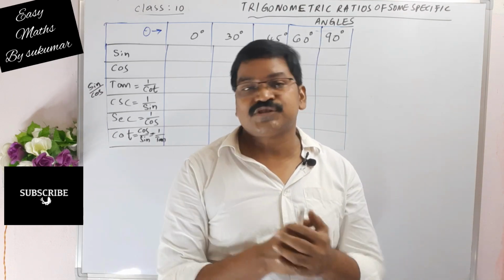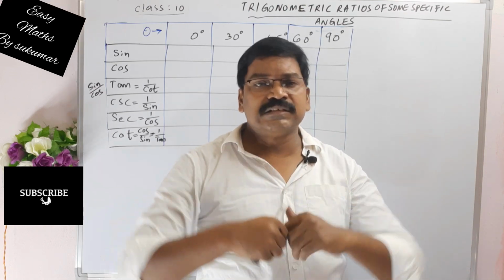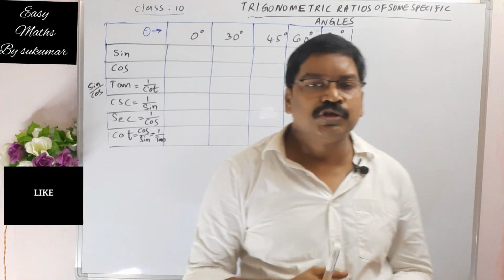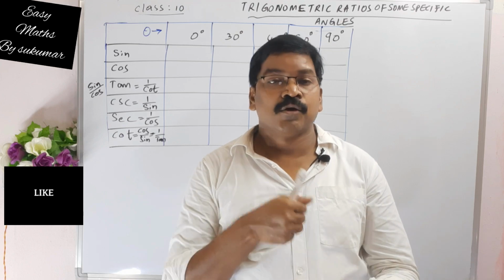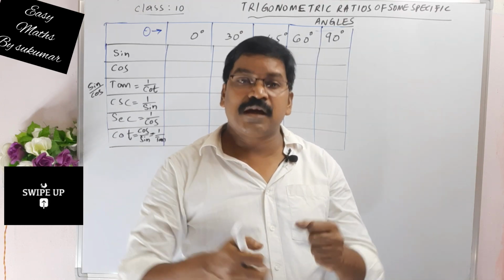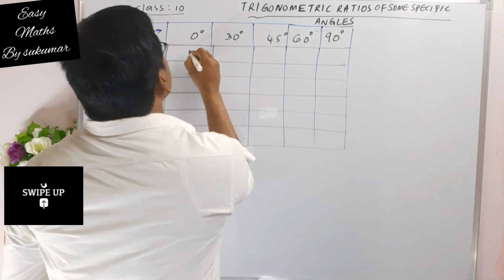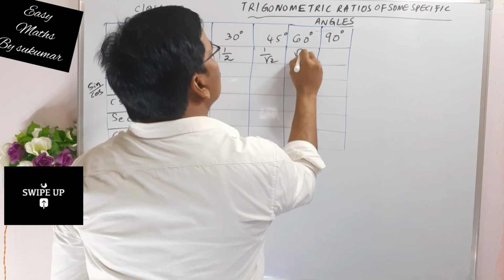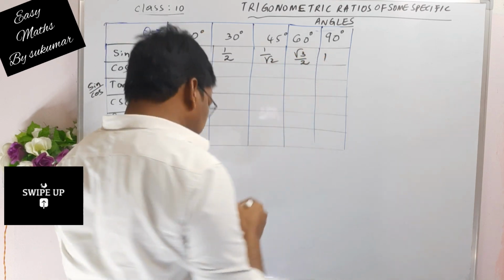For easy learning, my dear students, let us learn these sine values: sine 0, sine 30, sine 45, sine 60, and sine 90. Please learn these values by heart. These are 0, 1 by 2, 1 by root 2, root 3 by 2, and 1.